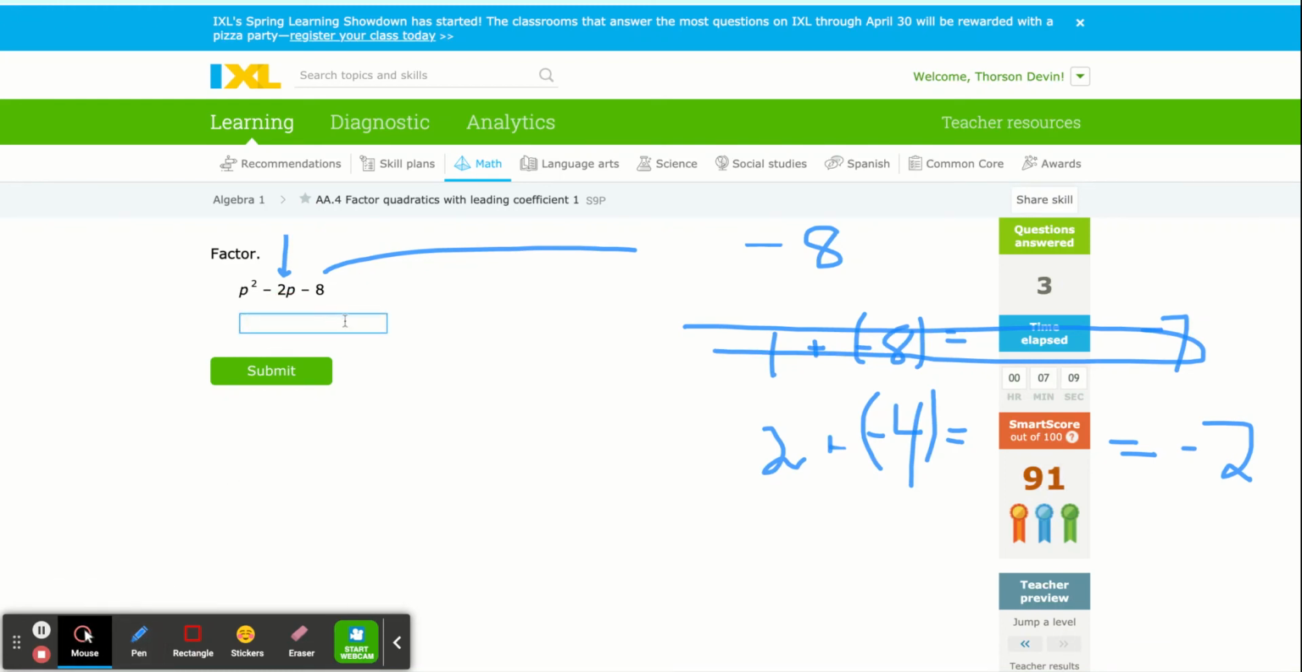So I come over here and I type in a p plus 2. Oops, make sure you do your parentheses. And I don't need a capital P. I think lowercase is just fine. And a p minus 4. Don't put plus minus 4, just put minus 4. Now again, I could do the minus 4 in the first set of parentheses and the plus 2 in the second set of parentheses, and it would be just fine.